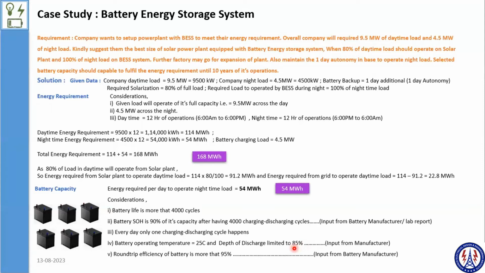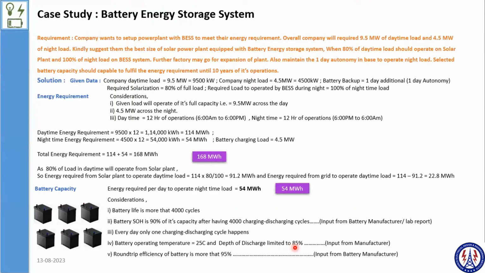Otherwise, if you fully charge to 100 and draw out 100, it will impact the life of the battery. So the effective use of your energy is only 85% of its full capacity, right? That you need to consider on the very first day.